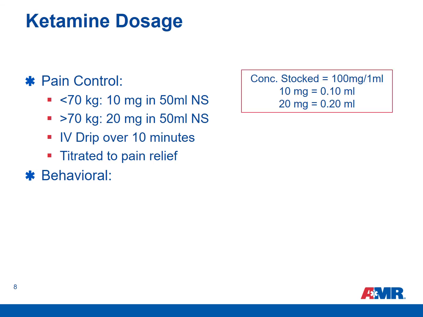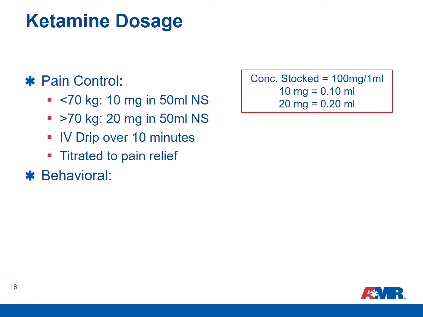So currently we carry ketamine in a concentration of 100 milligrams in 1 milliliter. To get the 10 milligrams of ketamine, you should be pulling up 0.10 milliliters of ketamine to mix in your 50 milliliter bag of normal saline. For the 20 milligrams of ketamine, you should draw up 0.20 milliliters of ketamine to mix in the 50 milliliter bag of normal saline. We are looking at ordering different concentrations to make this process a little bit easier.